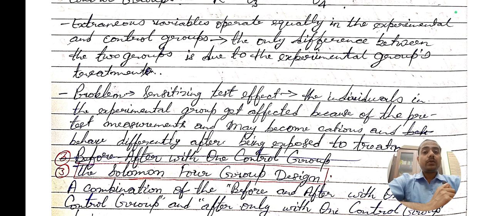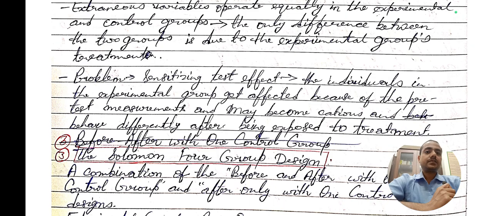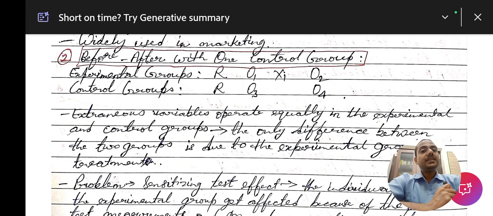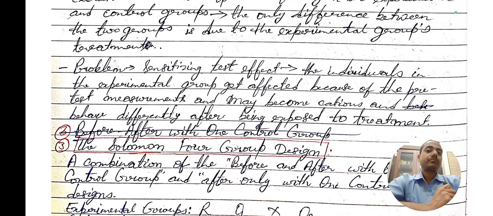But what is the problem here in this case? The problem is the sensitizing test effect. The individuals in the experimental group get affected because of the pre-test measurement and may become cautious and behave differently after being exposed to treatment. So that is the problem with the pre-test in before-after with one control group.